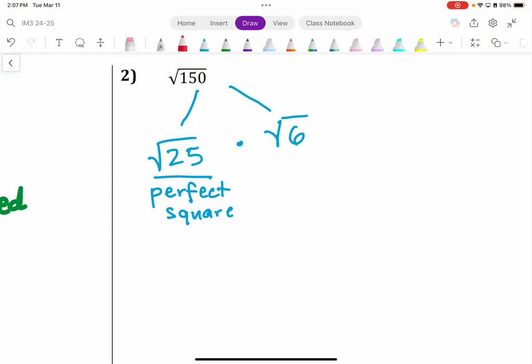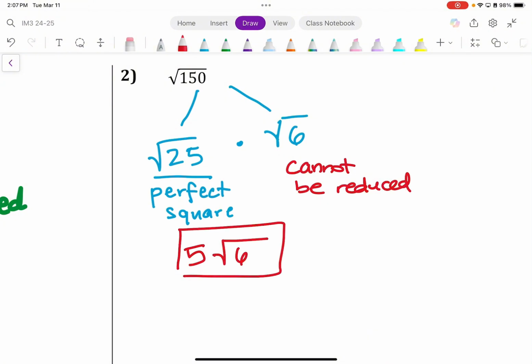Now, the square root of 25 is what? 5. And previously, we said that 6 cannot be reduced. So we will leave that as the square root of 6, giving us an answer of 5 radical 6. Okay.